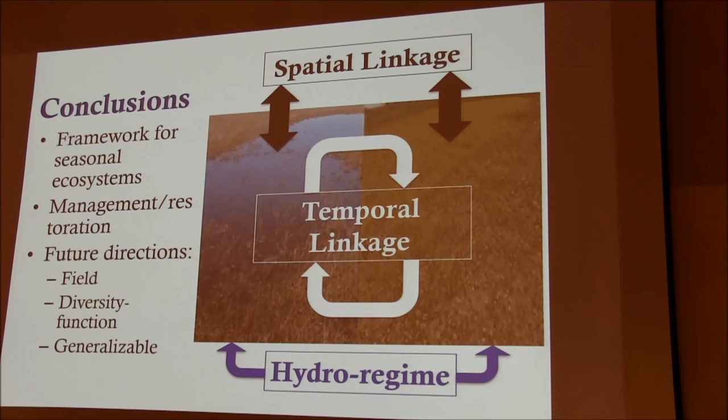Some future directions for this kind of work: this was a mesocosm study, so it would be to take it out into the field. I've been working with Sharon Collins from University of Colorado, and we've been documenting some of these patterns in the field as well. And some of the data I didn't show today was a lot of the ecosystem functioning stuff, like decomposition and production. It'd be interesting to explore the relationships between diversity and ecosystem function, and also look at how generalizable this pattern is, looking at other kinds of seasonal wetlands, not only in North America, but throughout the world.